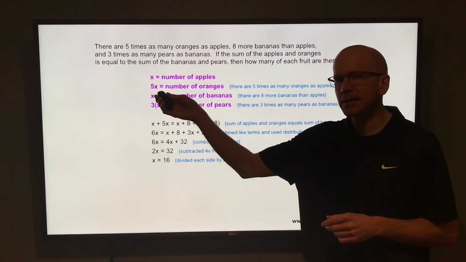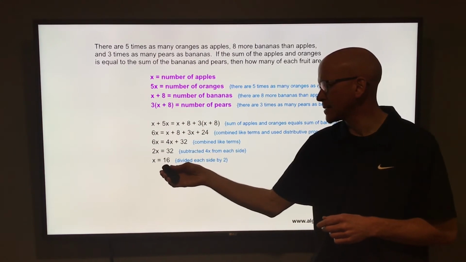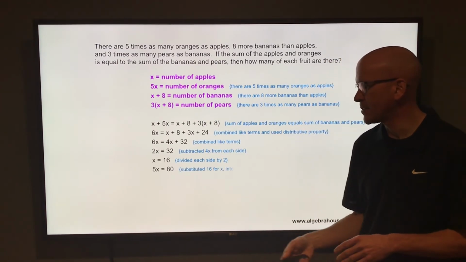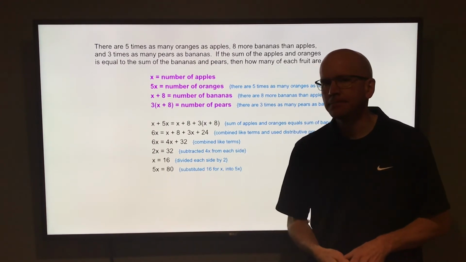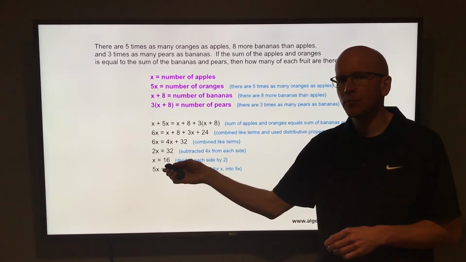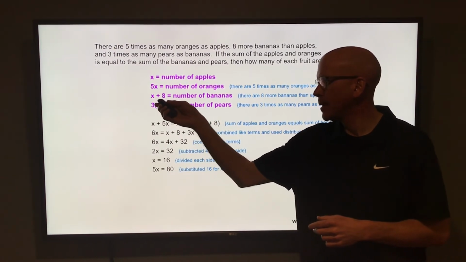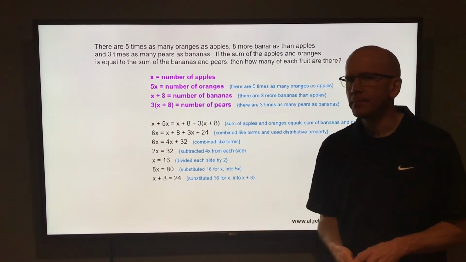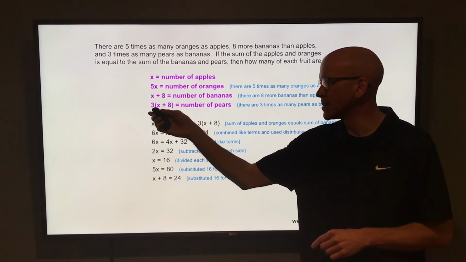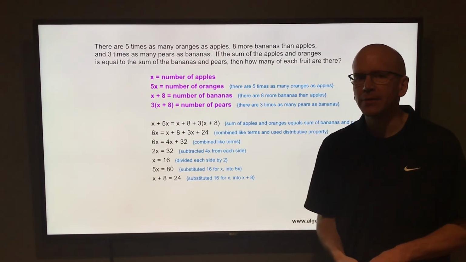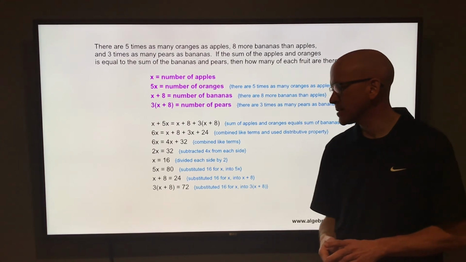Then 5x is the number of oranges. So take that 16 and substitute it in for x into 5x. In other words, 5 times 16 is 80. Then to find x plus 8, substitute 16, which is x, into x plus 8. So 16 plus 8 is 24. And then finally, to find the number of pears, take 3 times (x plus 8). Well, x plus 8 is 24, and 3 times that is 72.